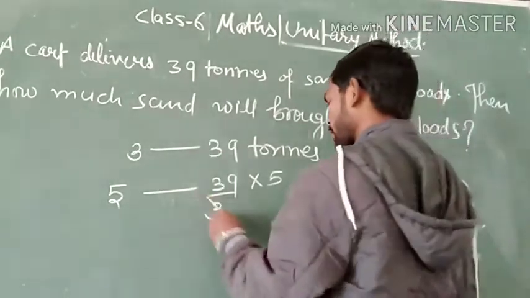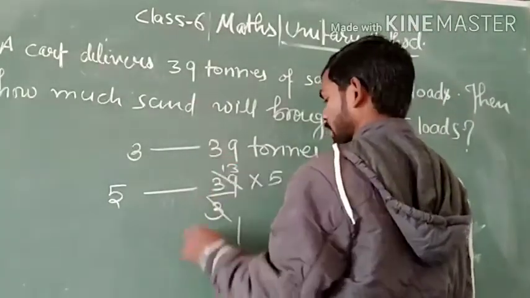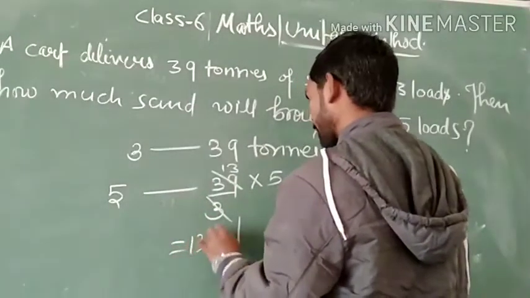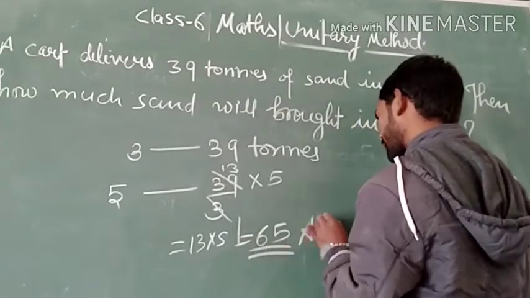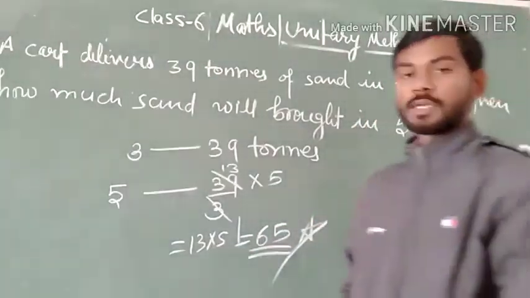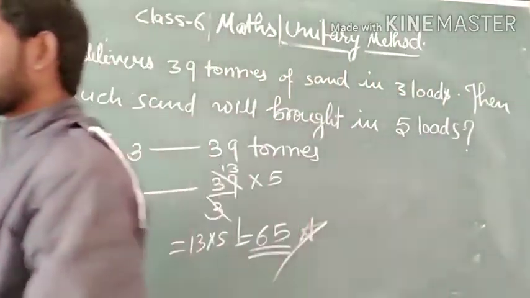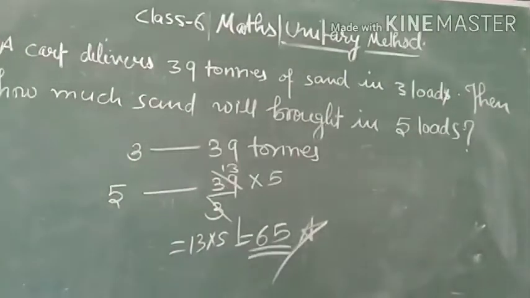Okay, so 3 1s are 3 and this is 13. So that 13 multiplied by 5 is equal to 65. Therefore, 65 is the right answer.